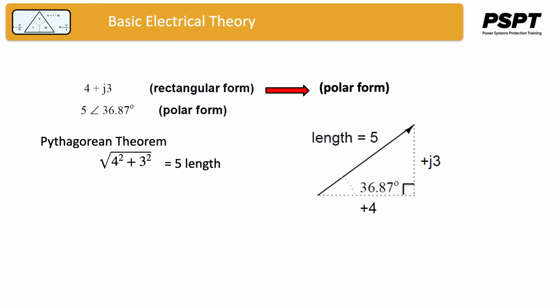And then to find the angle, all you have to do is take the arctan of the imaginary component divided by the real component, or 3 over 4. The arctangent of 3/4 is 36.87 degrees.